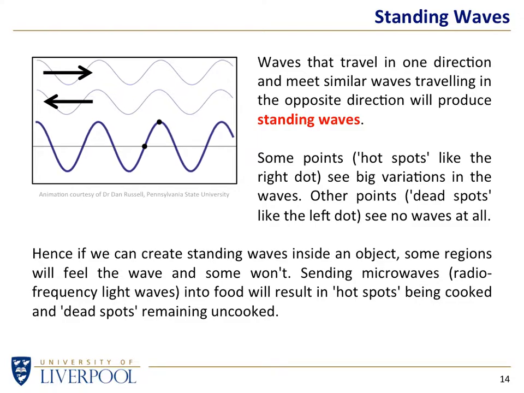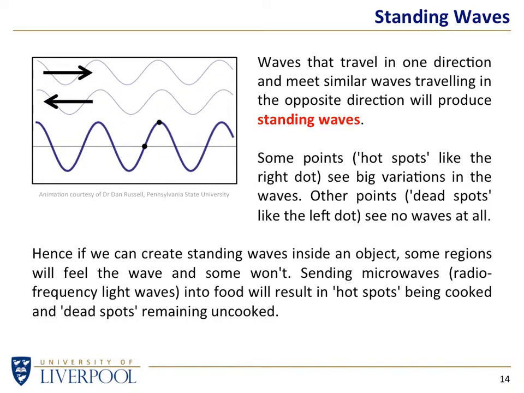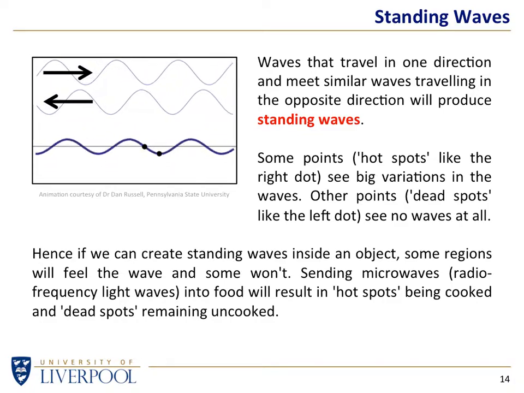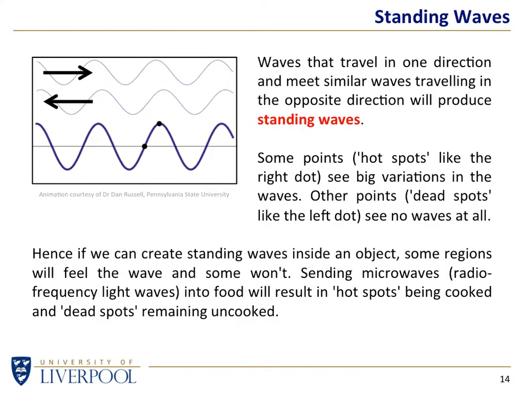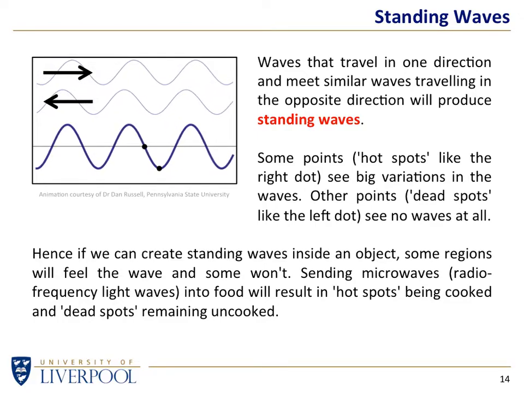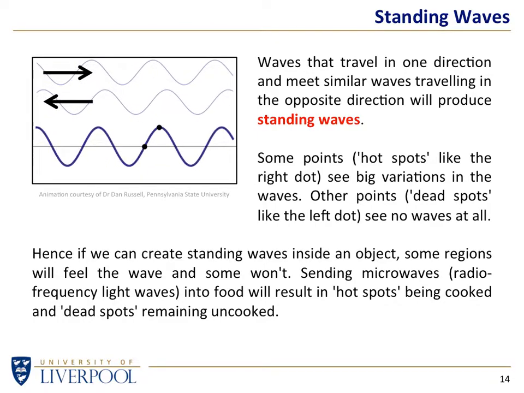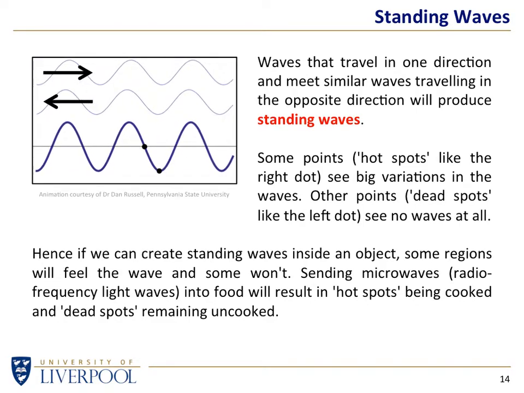If we send them into food, part of the food will experience a big change in the microwaves that are passing through it. In other words, they will be heated up by the microwaves, and other parts of the food will experience essentially nothing. They'll not be aware of the fact that microwaves are passing through the food. So if we microwave food, we will see some parts are cooked and some parts are not.